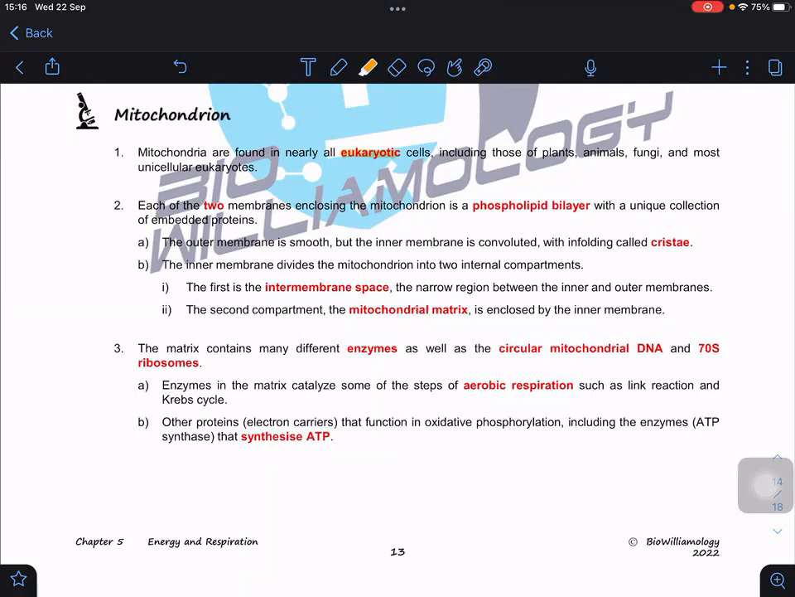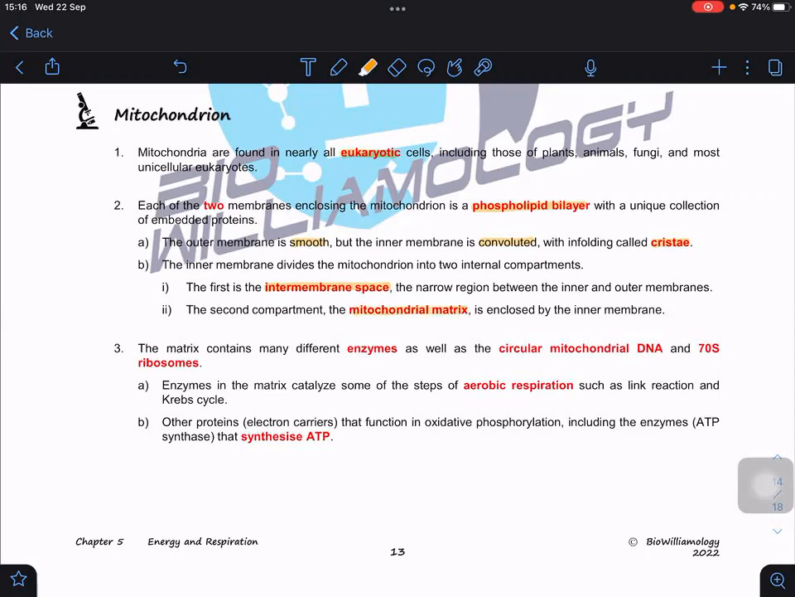So mitochondria have two membranes. Each of them is a phospholipid bilayer, and the outer membrane is smooth. The inner membrane is convoluted, or we call it folded. They are infolding, forming what we call the cristae. The space between these two layers of membrane is called the intermembrane space, and the part surrounded by the inner membrane is termed the mitochondrial matrix.